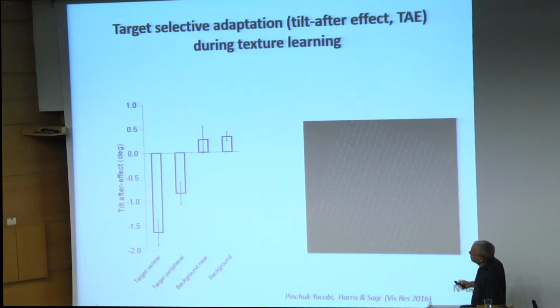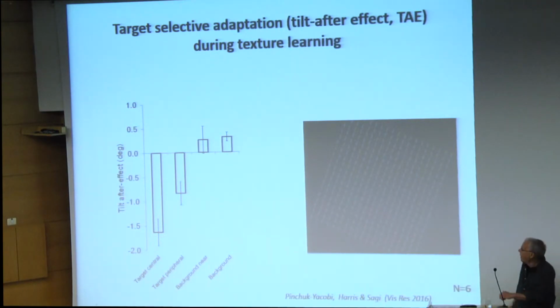On the other hand, we see locations that are in the background. These 2 locations, with minimal, non-significant tilt after effect, are actually locations in the background. One is a far background, and one is a very close background. So we see also that there is a very big difference in the effect of adaptation in locations belonging to the target and locations belonging to the background.